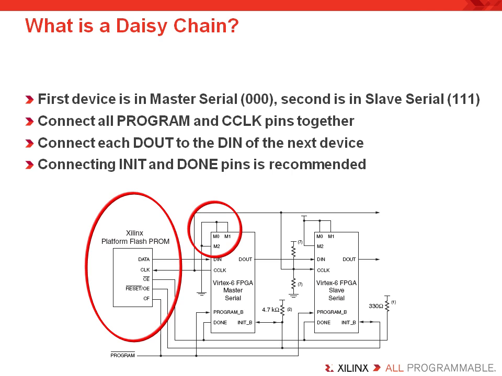Now recall that the first device in the chain must be in master serial mode. You could have found this out from the user guide, or remember that I mentioned it earlier. Each configuration mode has its own unique mode pin combinations. In master serial, all mode pins are tied low. In slave serial, all mode pins are tied high. Note, this can differ by device family, as we'll see when we look at the Spartan 6 version of a daisy chain. Note the connections of each pin in this diagram.